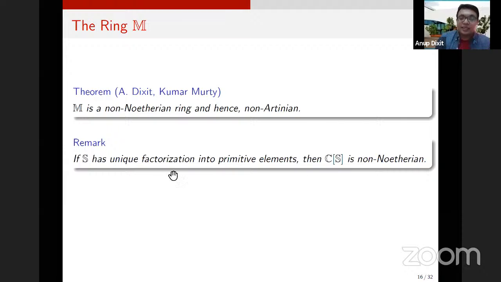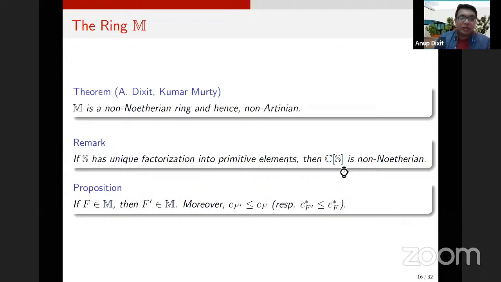So this makes this observation or this property interesting, that your M is non-Noetherian, and also we have that if F is in M, then its derivative is also in M, so M is closed under derivatives, which is another interesting property just to throw in there.